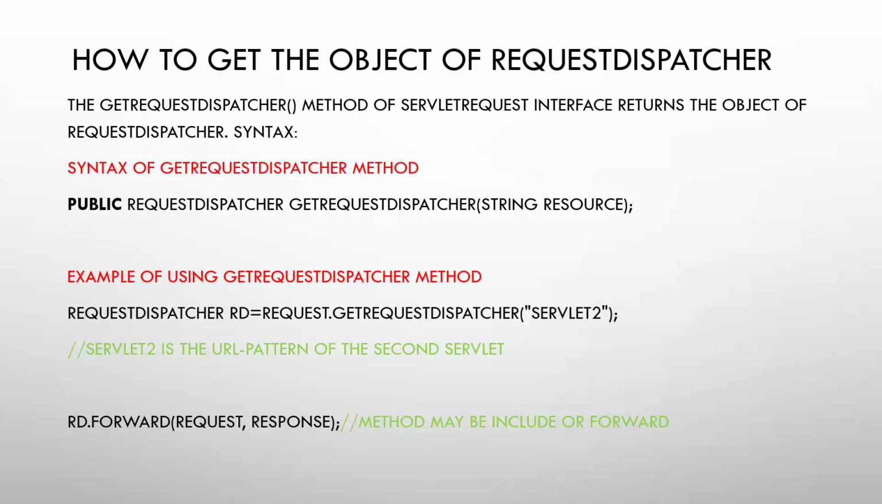How to get the object of request dispatcher? The getRequestDispatcher method of the ServletRequest interface returns the object of request dispatcher. Syntax of the getRequestDispatcher method: public RequestDispatcher getRequestDispatcher(String resource). Examples of using the getRequestDispatcher method are below.